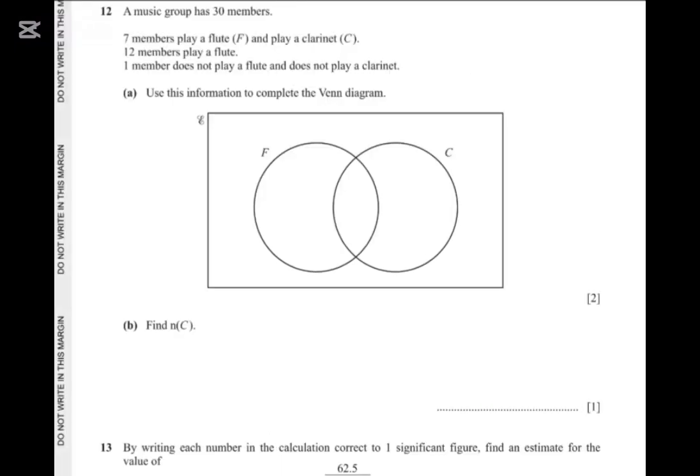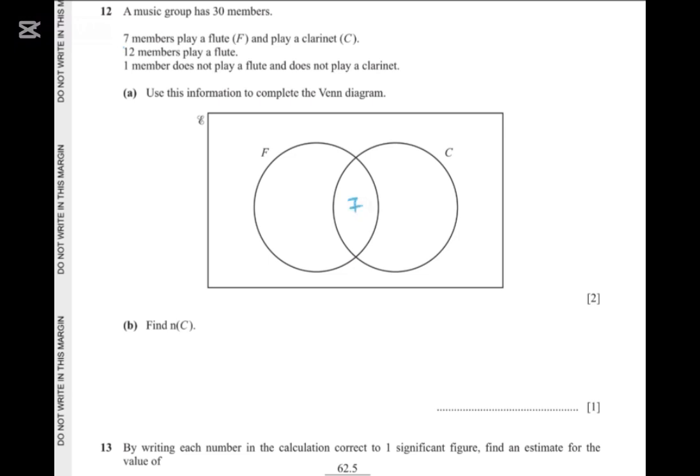Question number 12. A music group has 30 members. 7 members play flute F and play clarinet C. 12 members play a flute. One member does not play a flute and does not play a clarinet. Use this information to complete the Venn diagram. There are 30 people altogether. 7 members play a flute and play clarinet, so 7 comes in the intersection part.